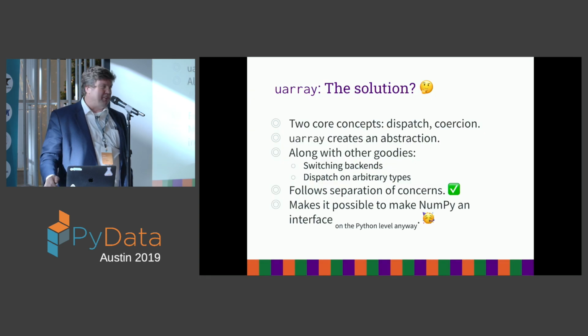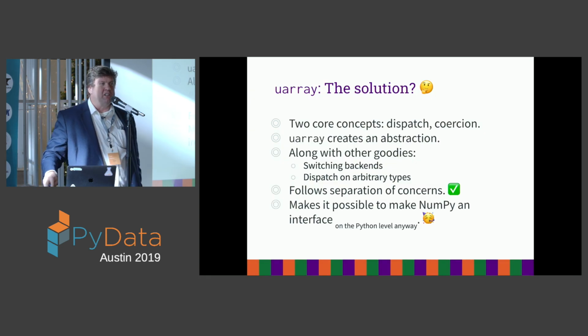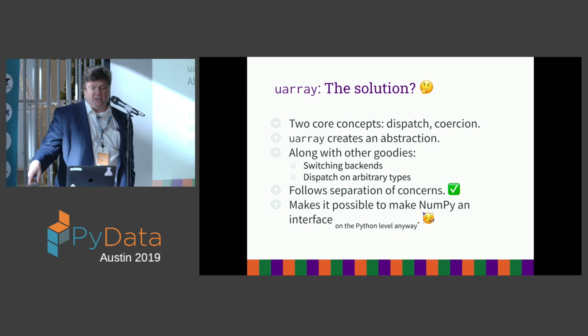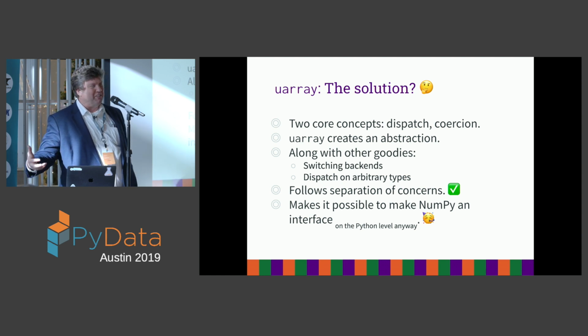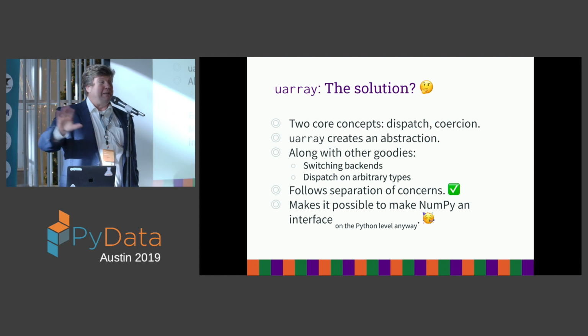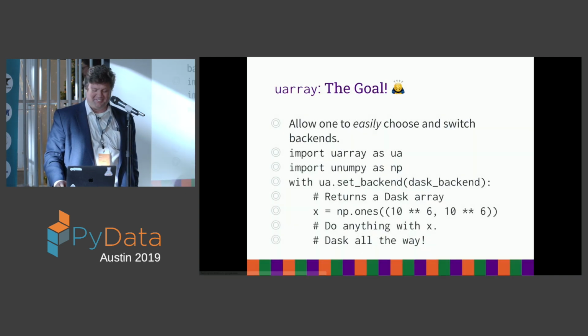So uarray is a different solution. uarray is an implementation of this multiple dispatch mechanism and the ability to do coercion. It creates an abstraction, and you'll see examples of how it works in a second. Along with other goodies, with uarray you can create a version of NumPy that lets you switch the backend easily. You can switch the backend to GPUs, to Dask, to CuPy, and then have it all flow through. It follows this separation of concerns, and it makes it possible for NumPy to be an interface, at least on the Python level. There's another question about the C level of the NumPy interface, so you'll have to see my ePython talk for how we're going to solve that.